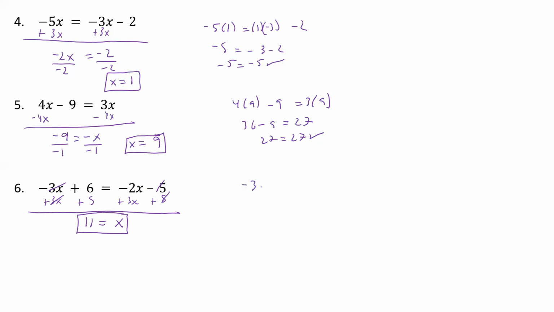So minus 3 times 11 plus 6 equals minus 2 times 11 minus 5. So it's minus 33 plus 6 equals minus 22 minus 5. Well, that one's easy. That's minus 27. And minus 33 plus 6 is going to give me minus 27 as well. Okay. Now I'll pause there and I'll come back with more.